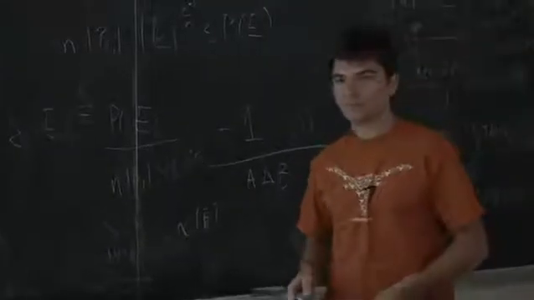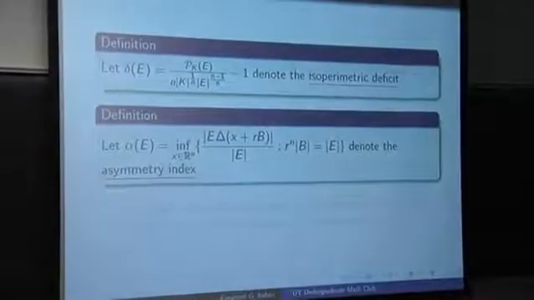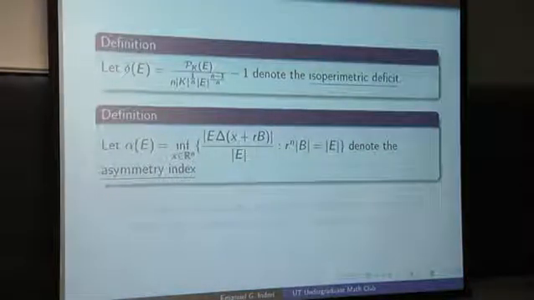Yes? So is that asymmetry, are you basically trying all the different balls and comparing them to your set and finding the closest one? Yeah, exactly.